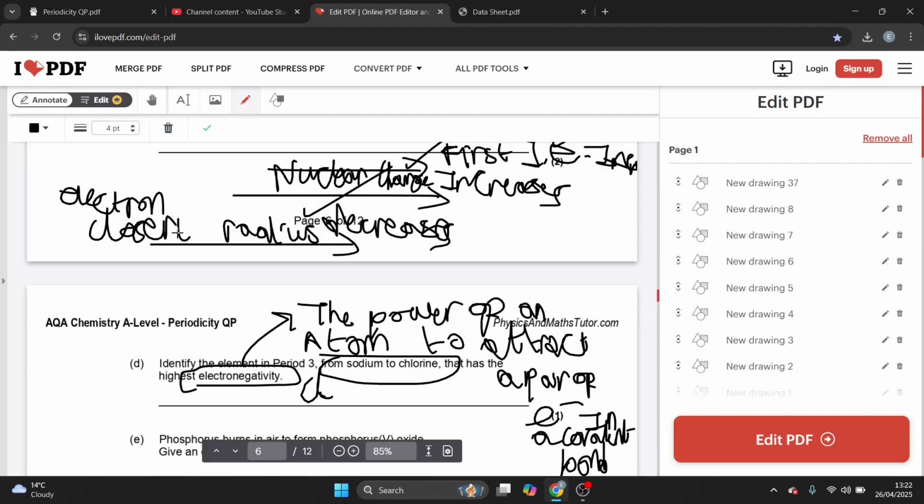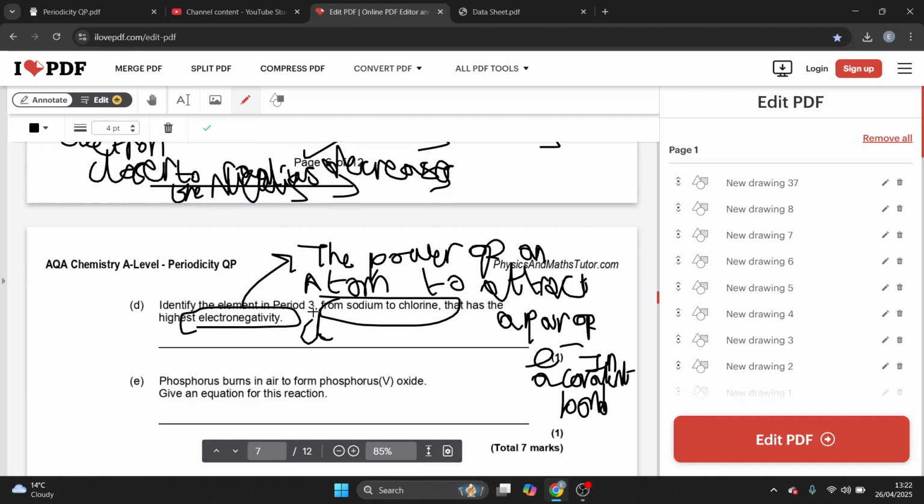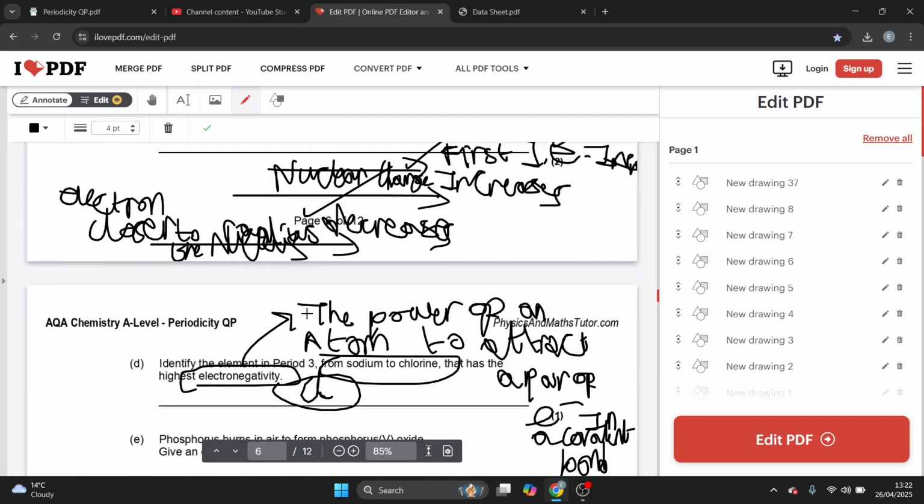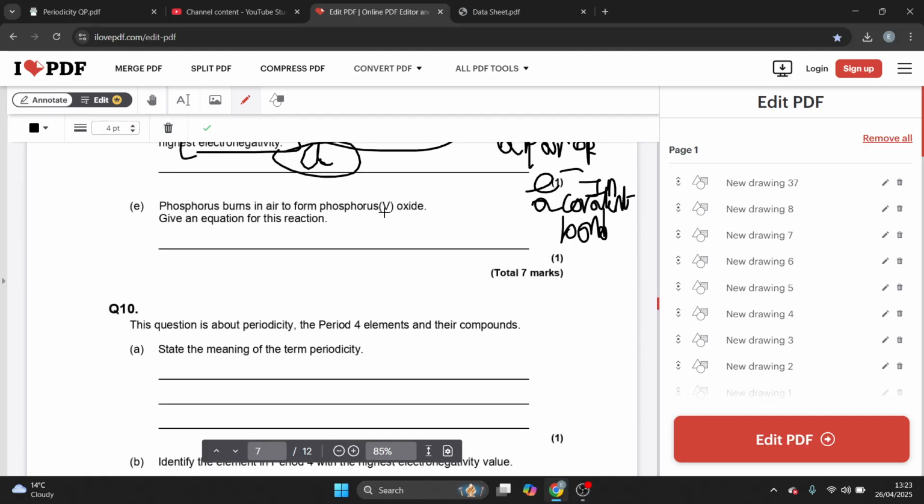The outer electron is closer to the nucleus, and therefore the power of an atom to trap the pair of electrons in a covalent bond is easier. Therefore, it has the highest electronegativity. Because if something has a high electronegativity, that means it can attract a pair of electrons. It has a high power to attract a pair of electrons. So therefore, the atomic radius is really small because it has a high power to attract a pair of electrons in a covalent bond. So hopefully you guys understand that.